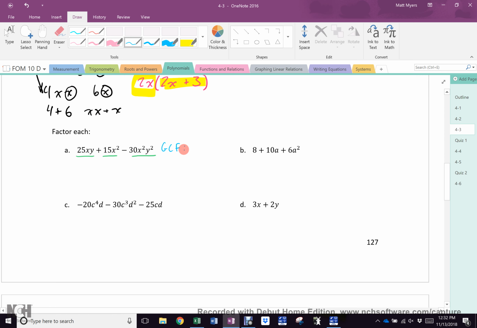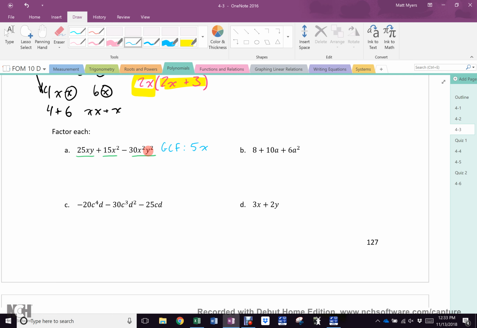What is my GCF? 5. And what else? X. Well, 5's not too hard for me to spot, but can somebody please explain why I am only using one x when I plainly have 2 x's there and 2 x's there? Because I only have 1 x to give there. Why am I not using any y's? I see I've got y's here. I'm asking you, can I use 1 y?